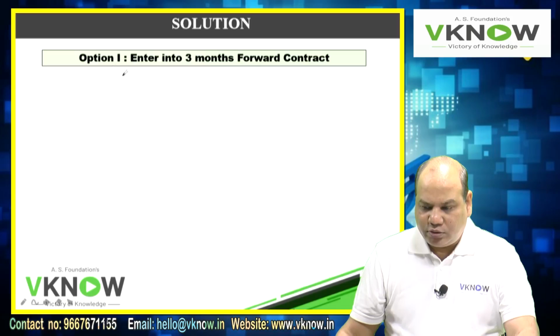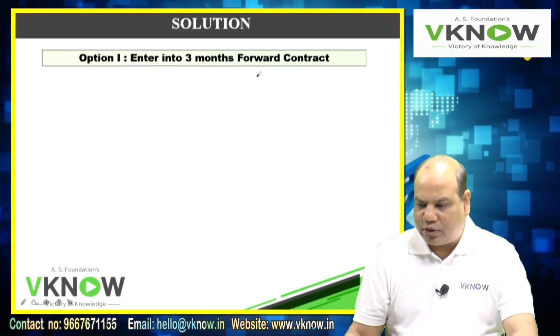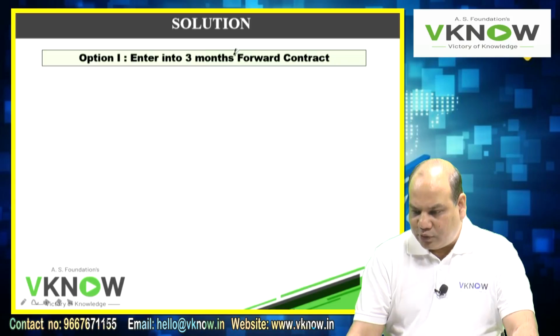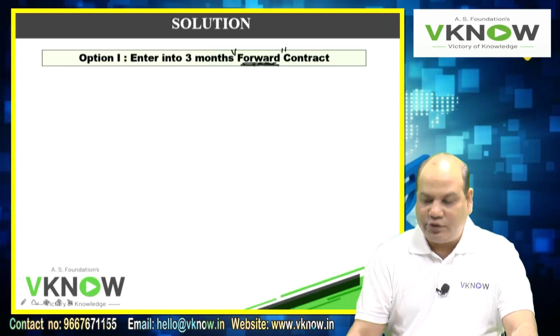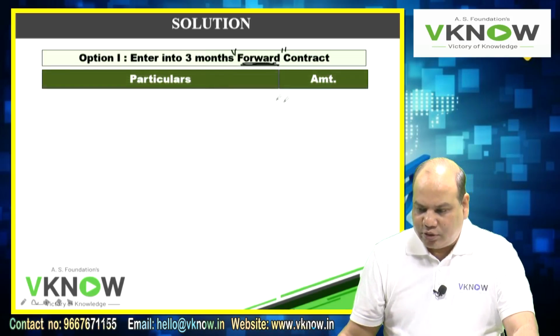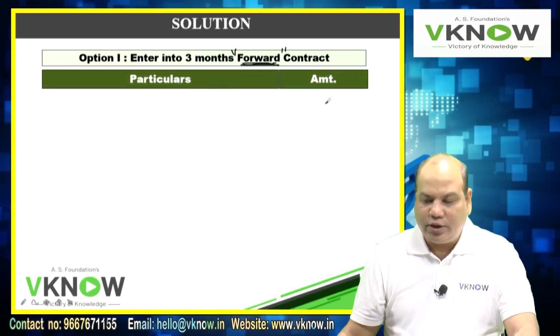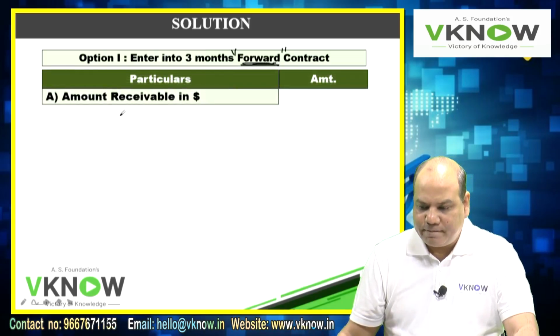So first you write down alternative 1, enter into 3 months future forward contract, forward. Now in this question, forward is different, future is different. Forward is over the counter, customized contract, whereas future is standardized contract, traded on the exchange. Now write down right hand side amount, first point number A, amount receivable in dollar.